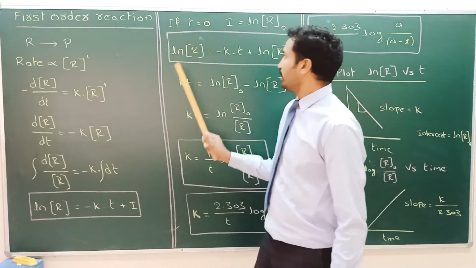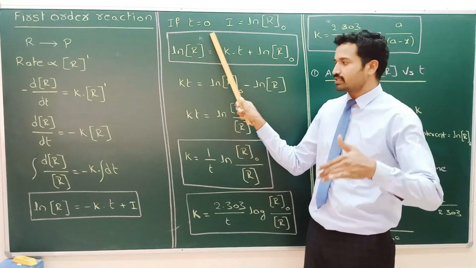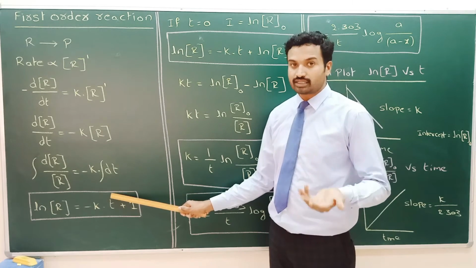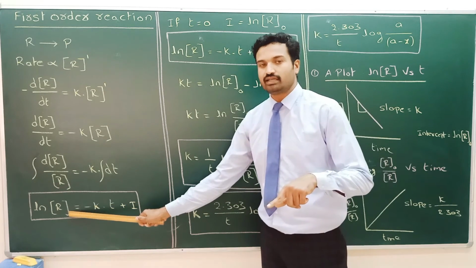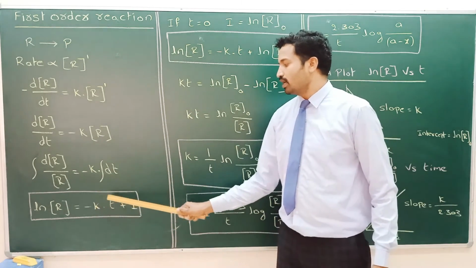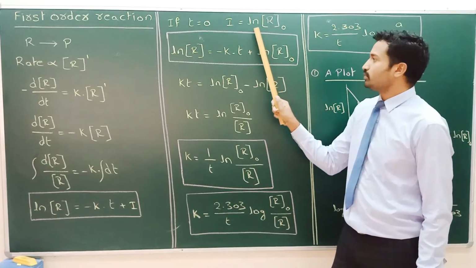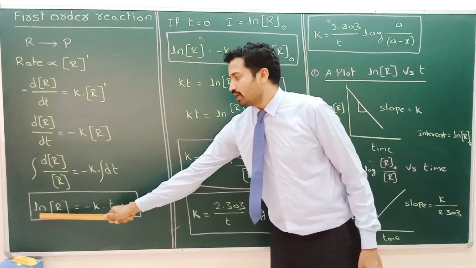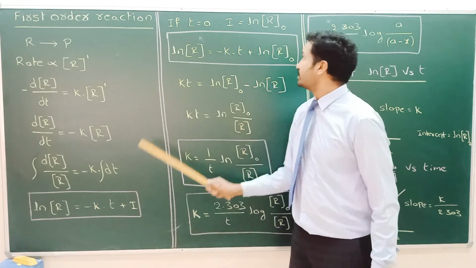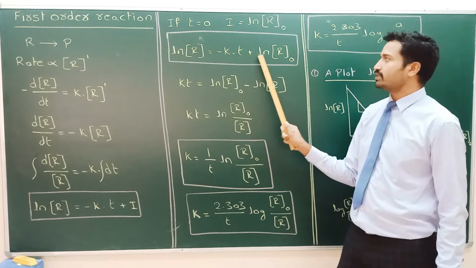If the time is 0, it means the reaction has not yet started, so this value becomes 0. Reaction not yet started means only reactants will be there. That is the initial concentration of reactant, R naught. So if time is 0, this term becomes 0, and I is equal to ln R naught. If we substitute the I value, ln R is equal to minus k into t plus ln R naught.